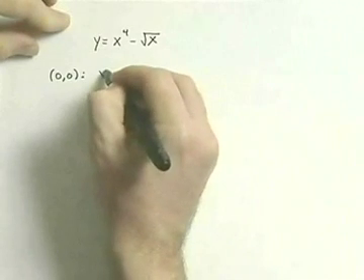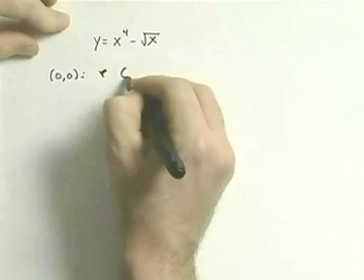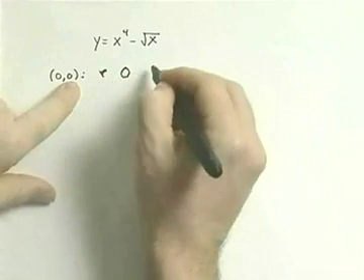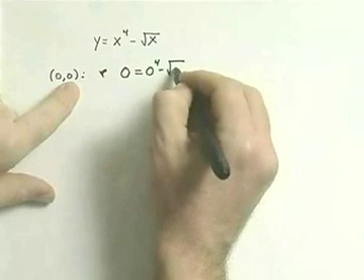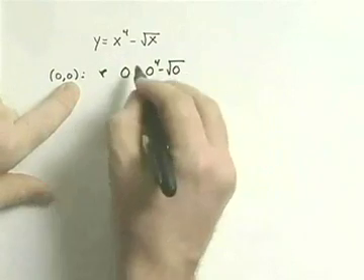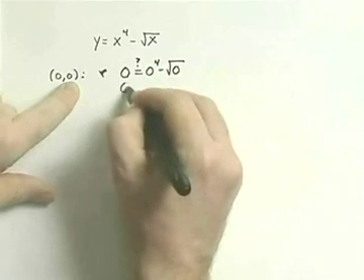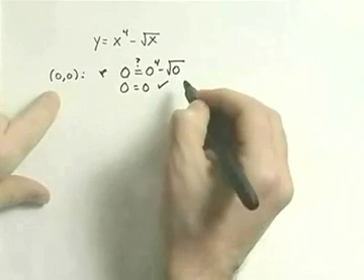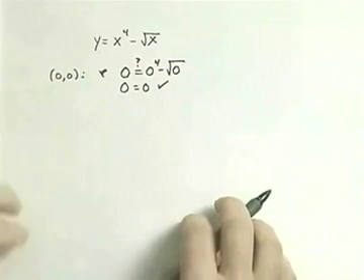To do this, in place of y, we're going to put 0, because the y coordinate is 0, and in place of x, we put 0. So what we really want to know is, does 0 equal 0 to the fourth power minus the square root of 0? And the answer is yes, it does. And therefore, we would conclude that (0, 0) is a point on the graph.